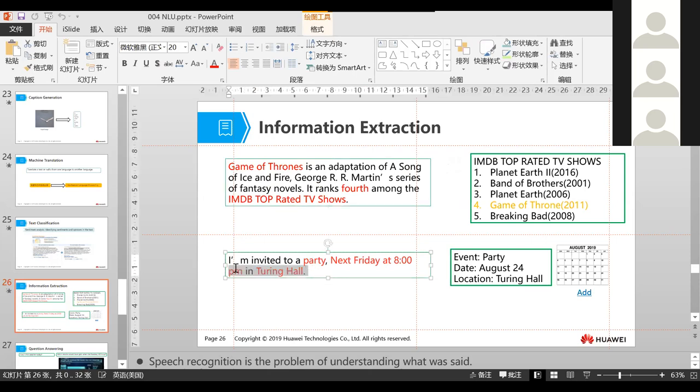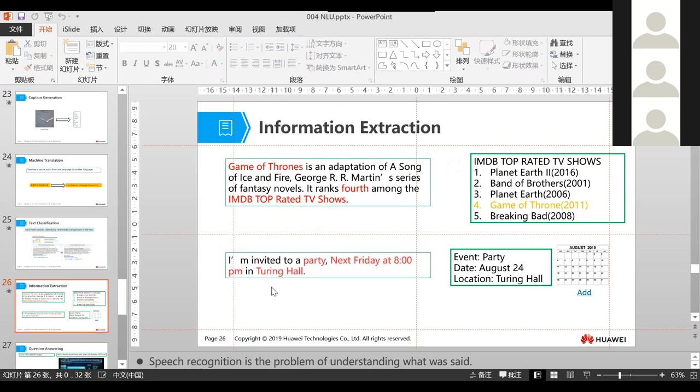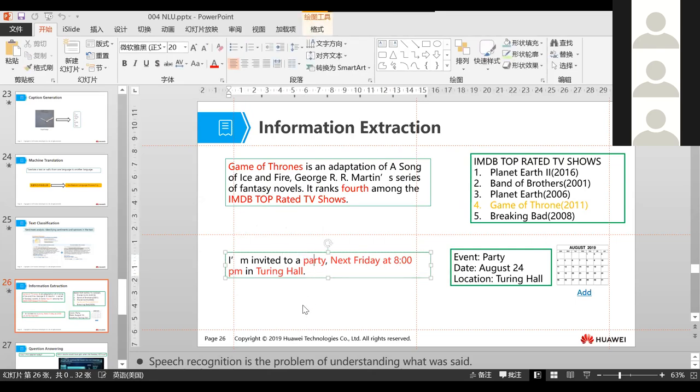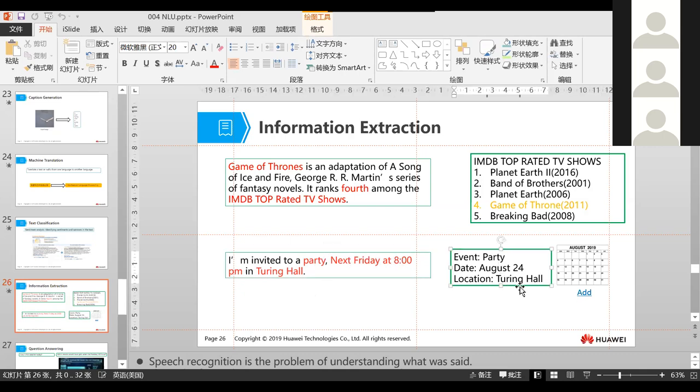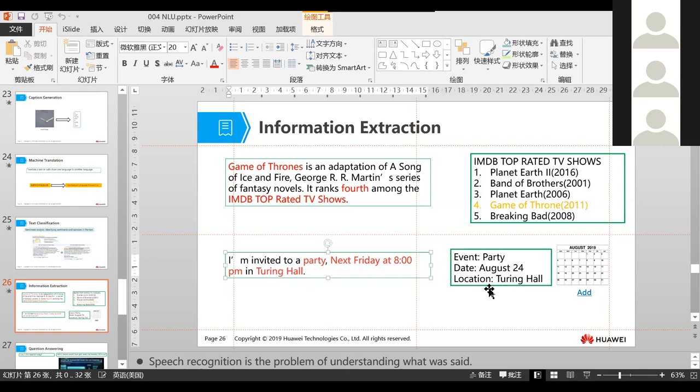And here is another example of information extraction. I'm invited to a party next Friday at 8 p.m. in Turing Hall. So the key point of this sentence is the event is a party and the date is next Friday at, so that is August 4th, and the place is Turing Hall. So that is the example of natural language processing.